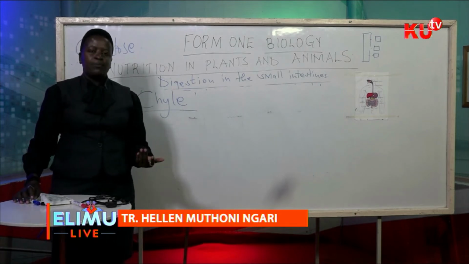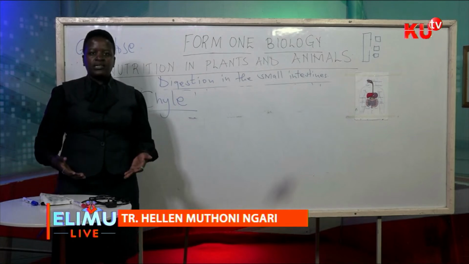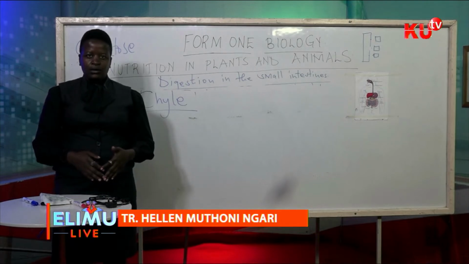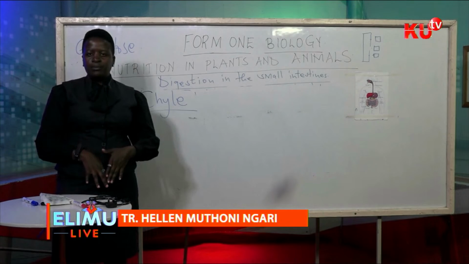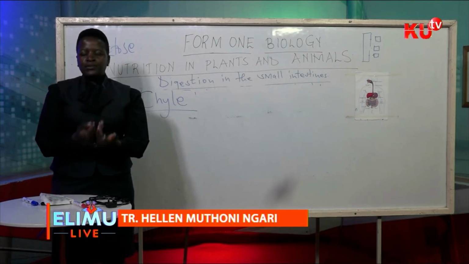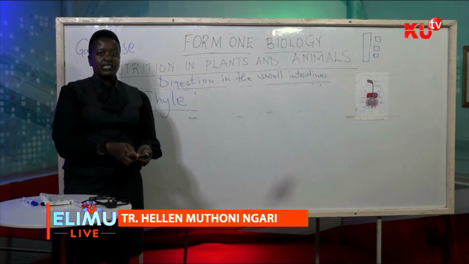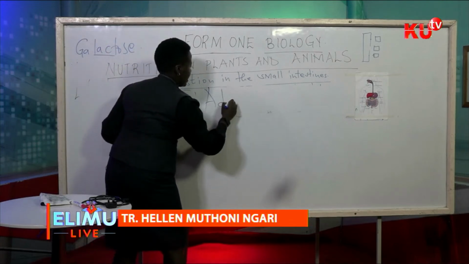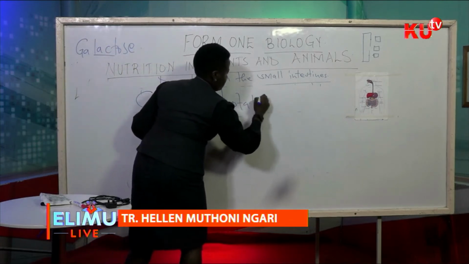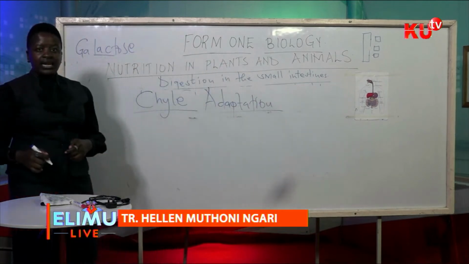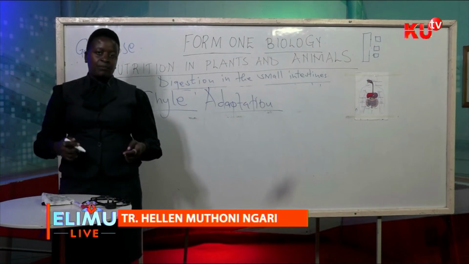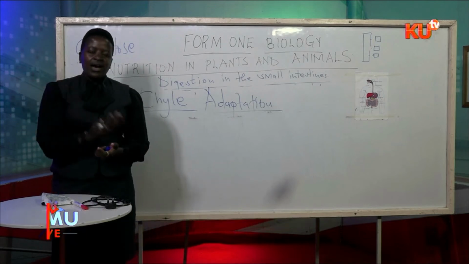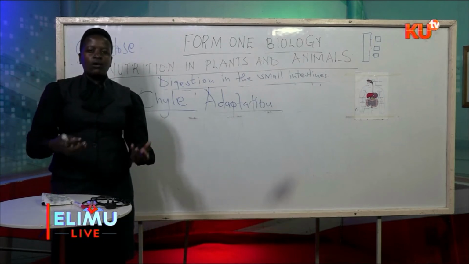Absorption will now take place. Absorption is the process by which these soluble substances get into the bloodstream. Now, for them to get into the bloodstream, there are some adaptations that the small intestines possess. Now, what is an adaptation? An adaptation is a special feature. It is a structure that makes an organ unique.